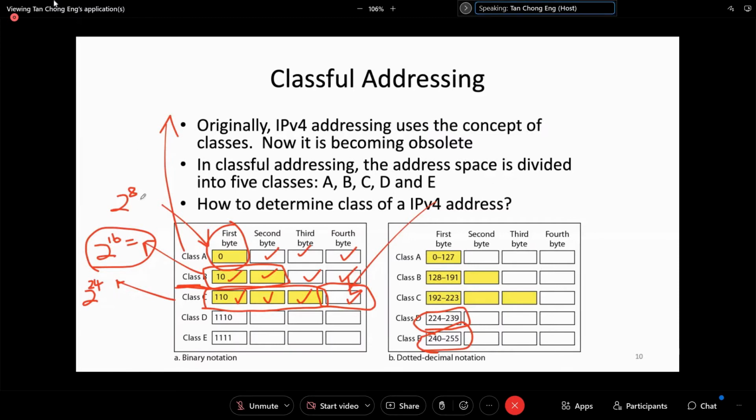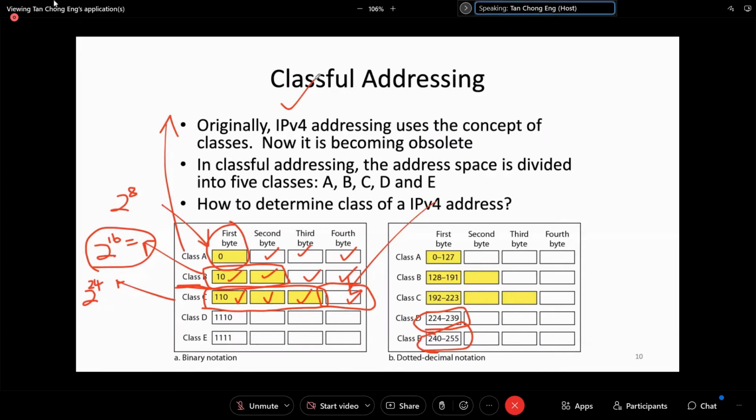Okay, so this is what is meant by class. They are divided into different classes. Class A has the most users. Class B up to 64,000. Class C is the smallest. Class C will only have 200 plus users. Okay, I don't want to say 256 users.